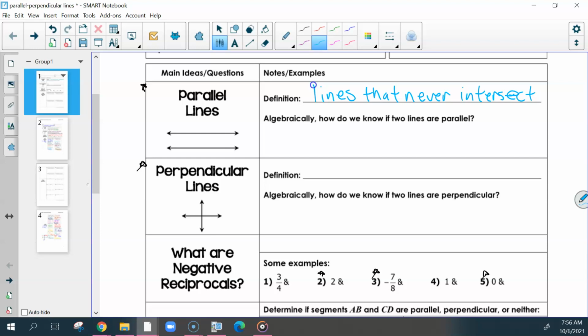Graphically, it's what that looks like. Algebraically, we know 2 lines are parallel if they have the same slope. So all the slope stuff we just did is not going away. We're going to continue to use that.